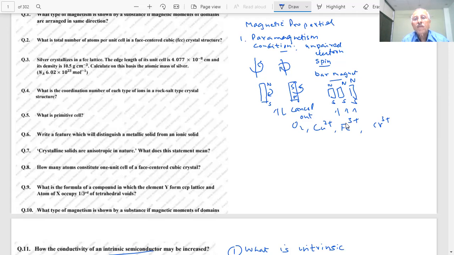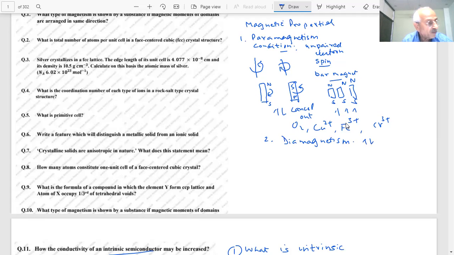And what other magnetic property is there? What is diamagnetism? In diamagnetism, the equal and opposite spins cancel out each other. There is no net alignment of the magnetic moments in this case. So what will happen? They will repel. They will repel, student. Examples: NaCl, H2O.